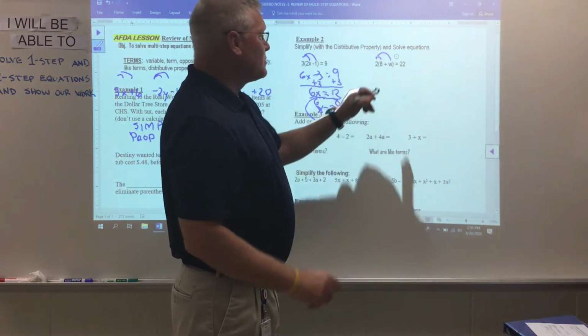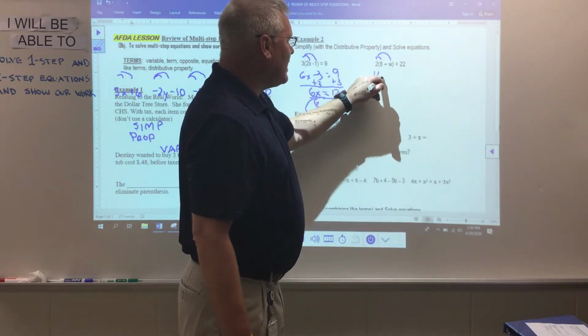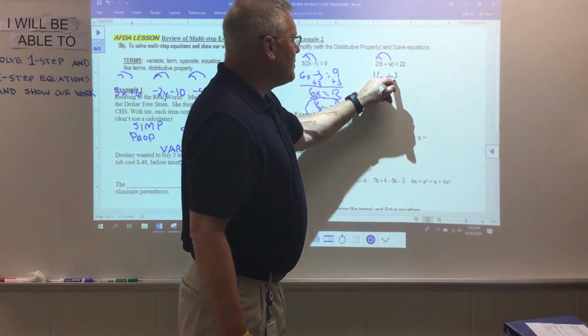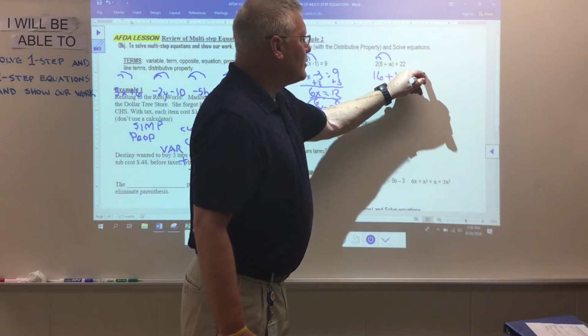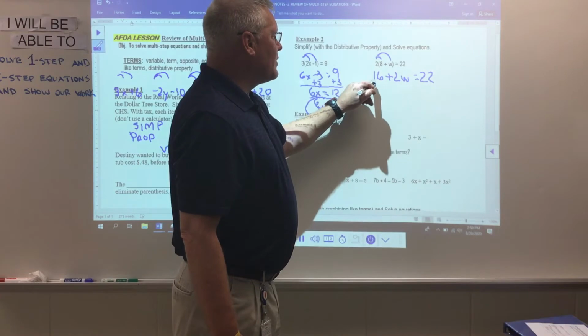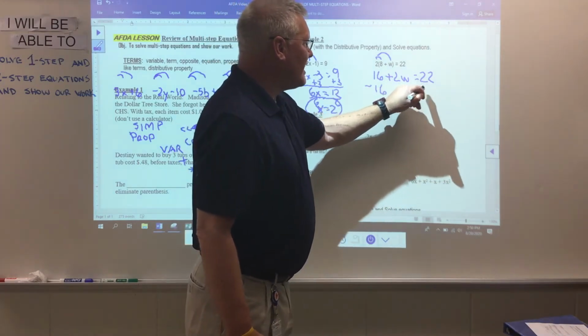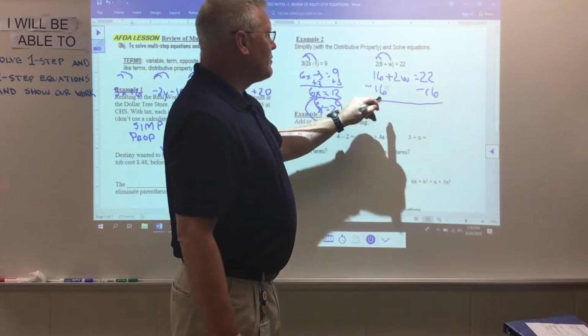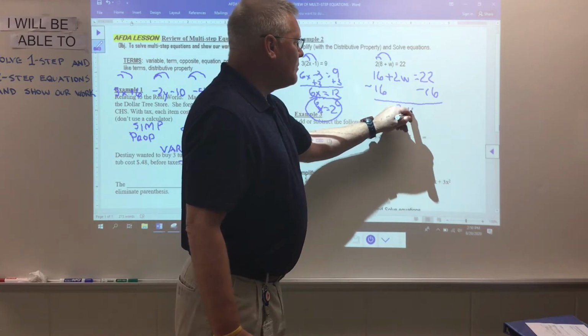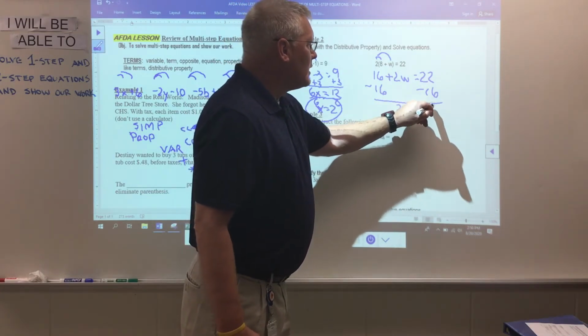Distribute again. Let's get rid of those parentheses. 2 times 8 is 16. 2 times w is 2w. All equal to 22. Two-stepper again. Start here at that positive 16. Subtract 16 from both sides. We get 2w is equal to 6.